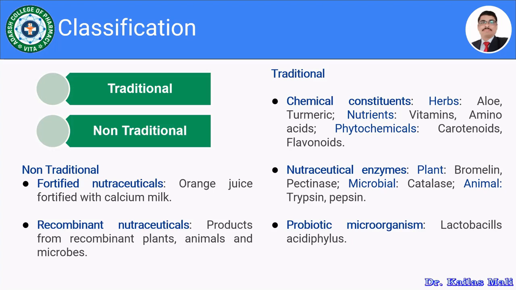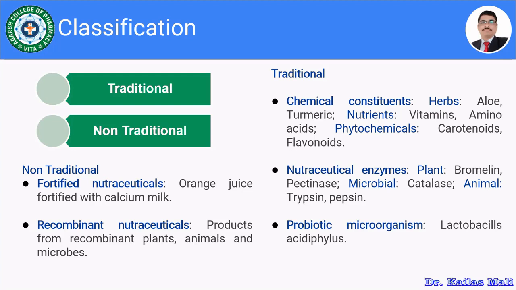Traditionally, we can classify the nutraceuticals according to their chemical constituent, as a nutraceutical enzyme, and as probiotic microorganism. So according to their chemical constituents, furthermore, they are being classified as herbal, nutrients, and phytochemicals. So herbals, for example, aloe and turmeric, then nutrients, for example, vitamins, amino acids, phytochemicals, for example, carotenoids, flavonoids, isoflavone, glycosides, alkaloids, and so on.